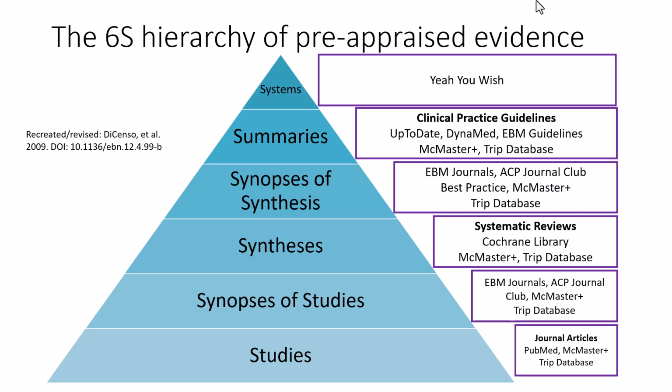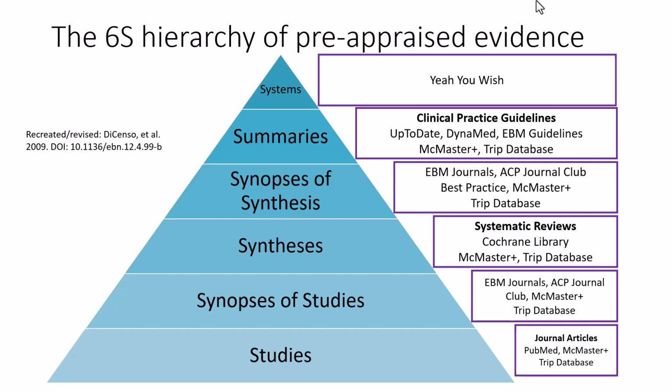Summaries are the clinical practice guidelines, and they contain all sorts of evidence coming from the bottom 4 layers of this pyramid. They collect the evidence that exists in one field, and then they appraise and synthesize it, put it together, and provide recommendations. The best known ones are clinical practice guidelines produced by the societies of each field, and you could access them in either subscribed sources such as UpToDate, Dynamed, EBM guidelines, or free sources such as McMaster Plus or Trip Database.